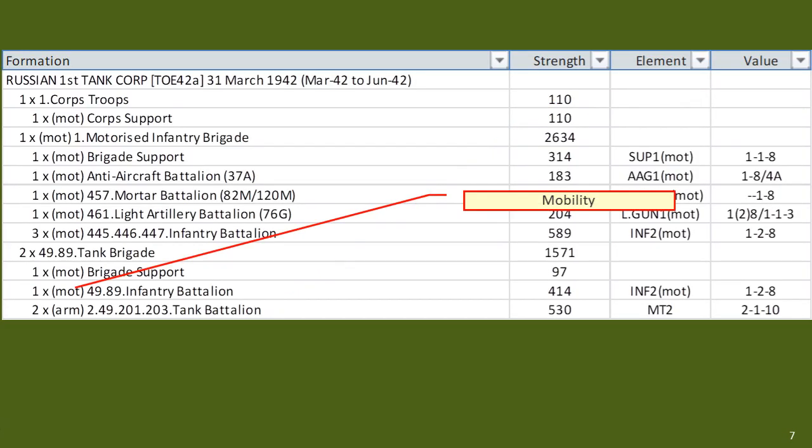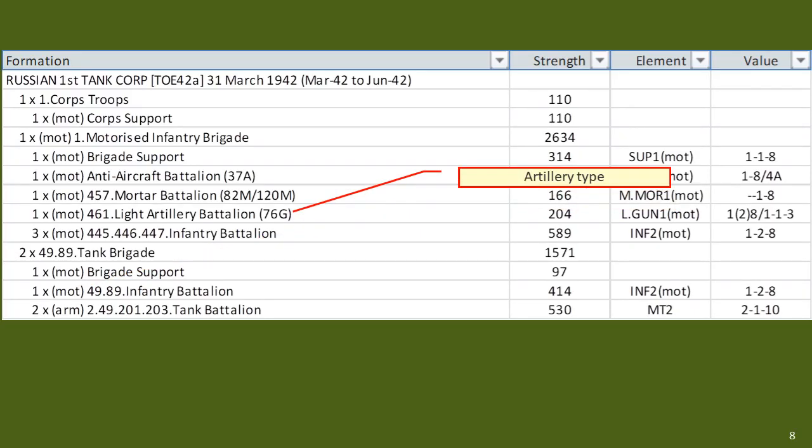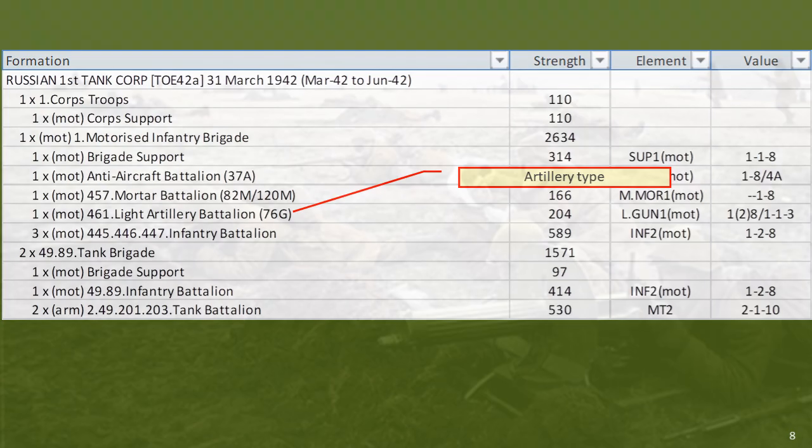In front of the battalion name is a mobility symbol, which could be motorised or cycle armoured and so on. For some of the battalions, an idea of the primary weapon within is provided. In this case, this is a battalion which consists of 76mm guns. Above this entry you'll see a mixed 82mm and 120mm mortar battalion, and above this is a 37mm anti-aircraft gun.